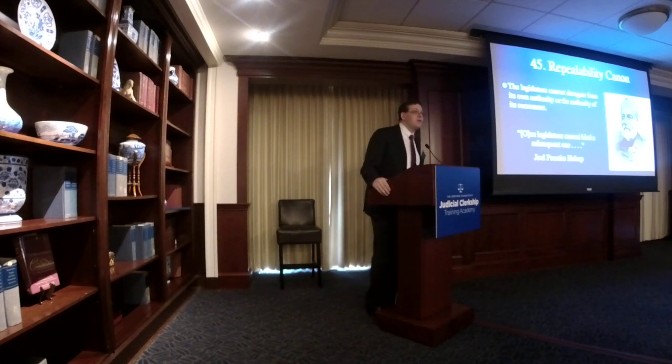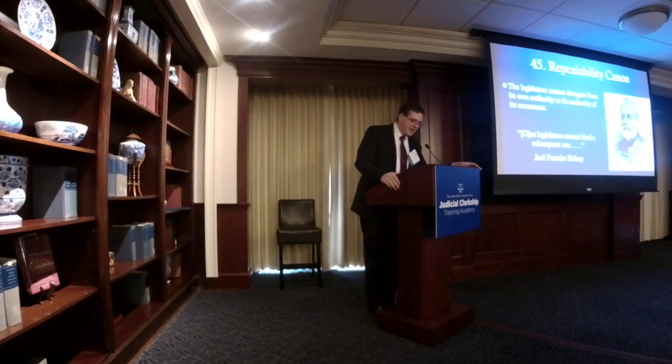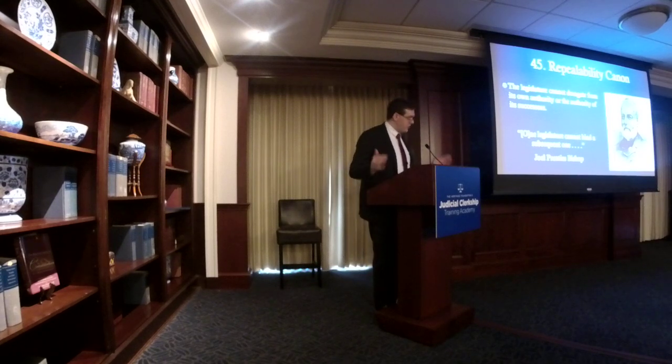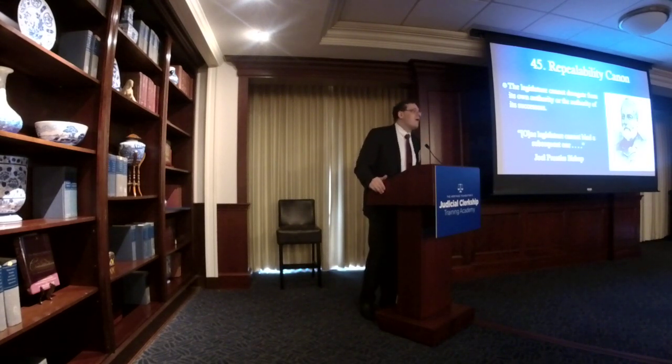This is one that's very much grounded in the separation of powers. What might be called the repealability canon. And they describe it this way: the legislature cannot derogate from its own authority or the authority of its successors. And Joel Bishop, who was the great writer of law, described it: one legislature cannot bind a subsequent one. This is an important part.